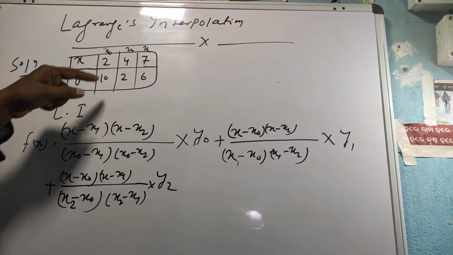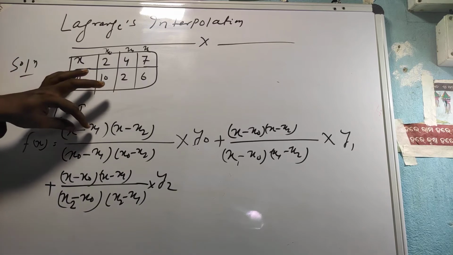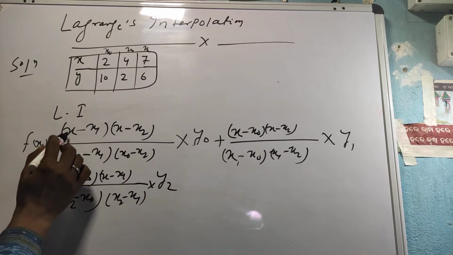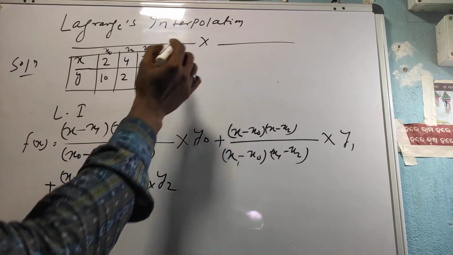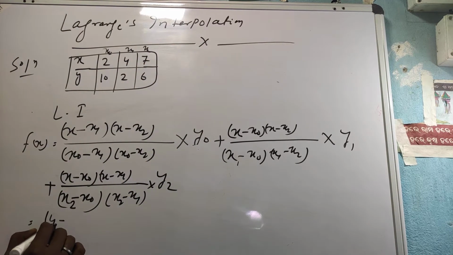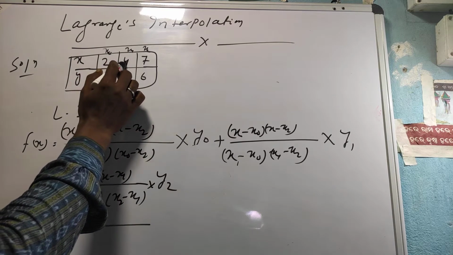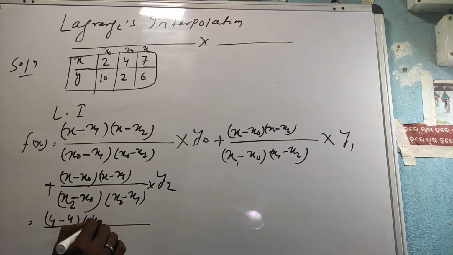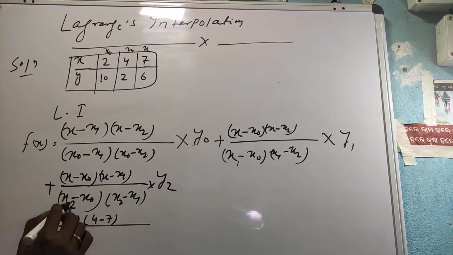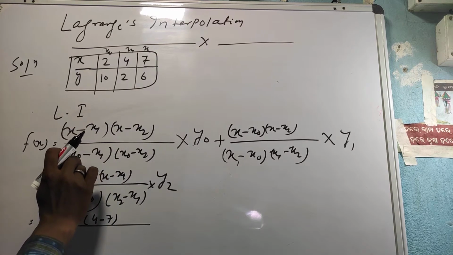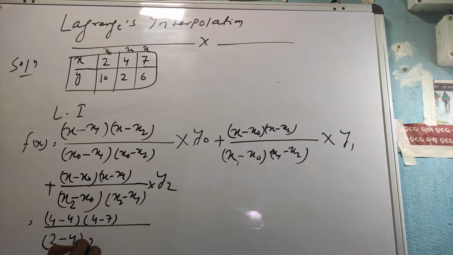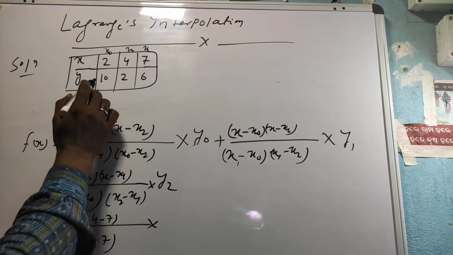Okay, and these values are there, you can put these values in and solve it. The x value to find is 4, so put 4 minus x1. What is the value of x1? 4 minus 4. The x value is 4, minus 7, the x2 value. What is x0? x0 is 2. So 4 minus 2, 2 minus 7. What is y0? y0 is 10.